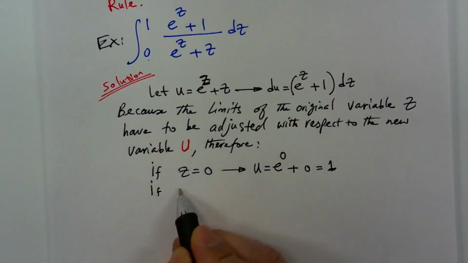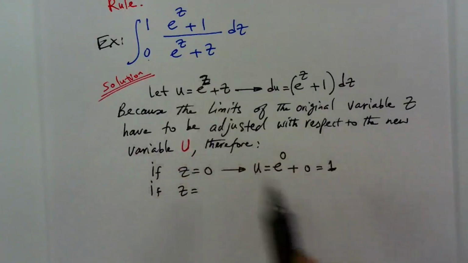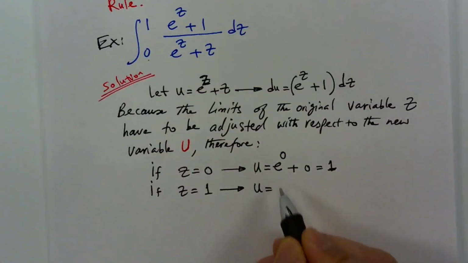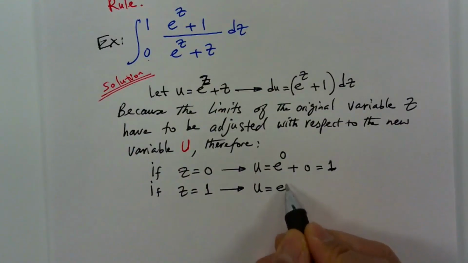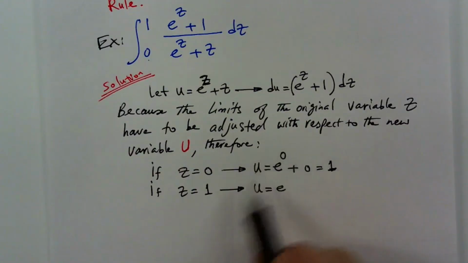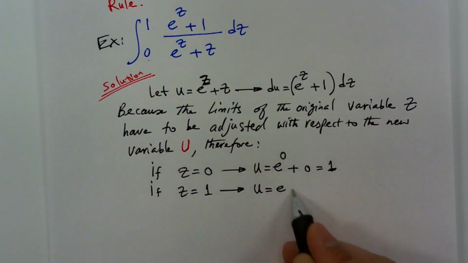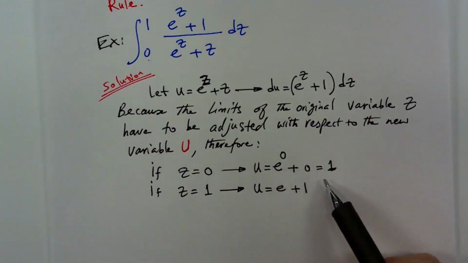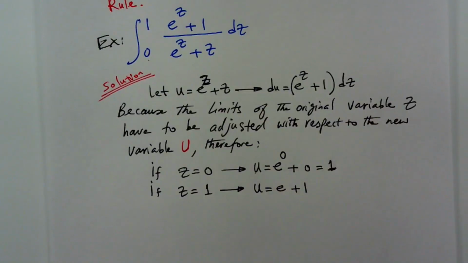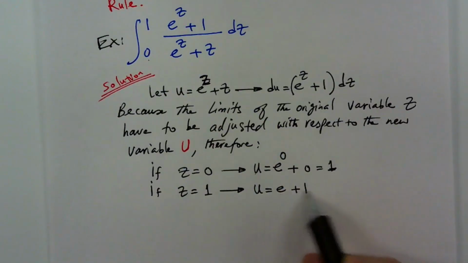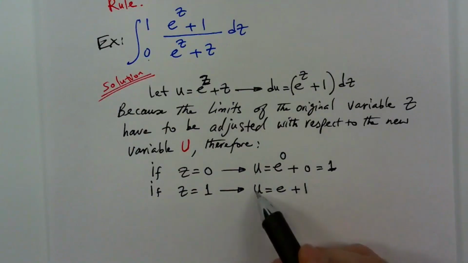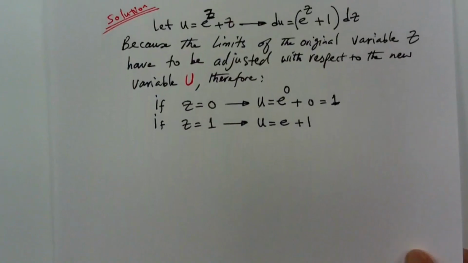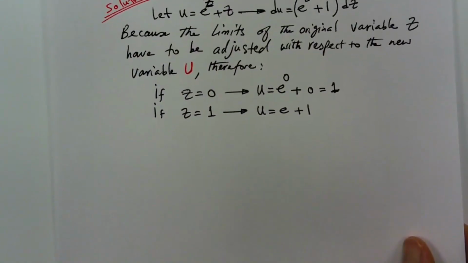If z equals 1, the upper limit of integration, then u is e to the first power, which is e, plus 1. So now we have our new lower and upper limits of integration given the variable u. Let's rewrite the original integral.